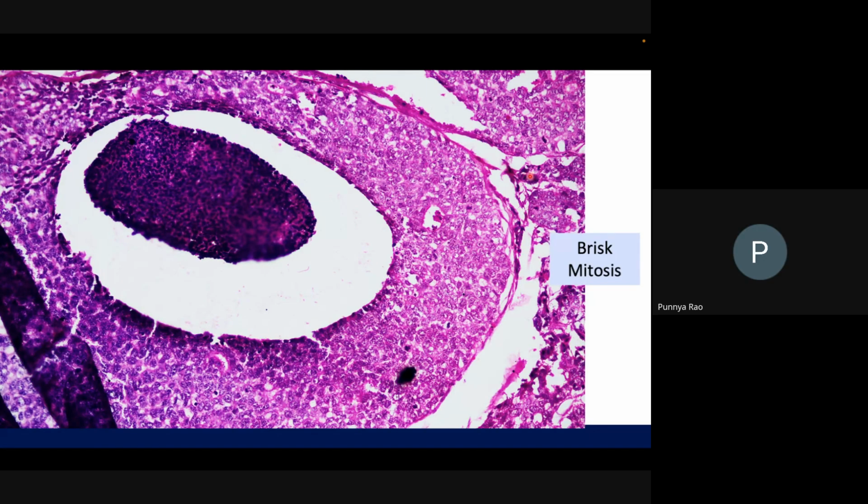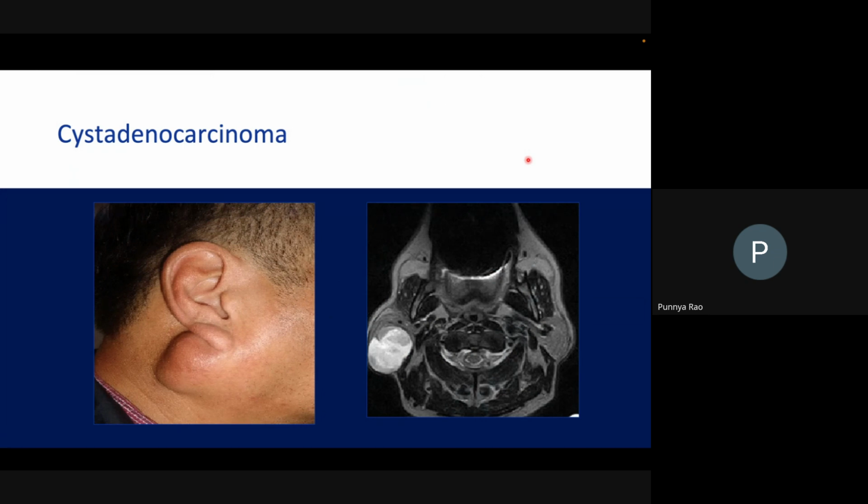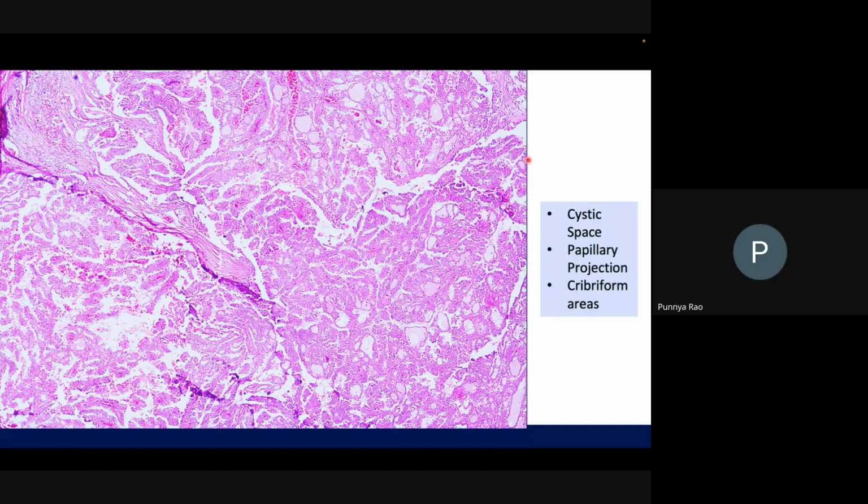That's about adenoid cystic carcinoma. One more tumor which presents with cribriform pattern is your cystadenocarcinoma, more commonly seen in the parotid, and they usually present as the papillary or the non-papillary variant. So this was a case of cystadenocarcinoma occurring in the parotid. You can see there are a lot of cystic spaces, and within that you have these papillary fronds which are lying there because of the cross section. Apart from that, you can also see these cystic spaces which are resembling cribriform areas.